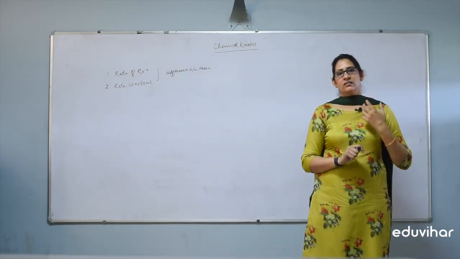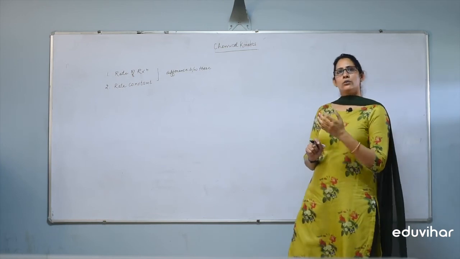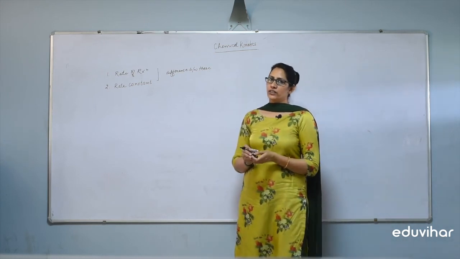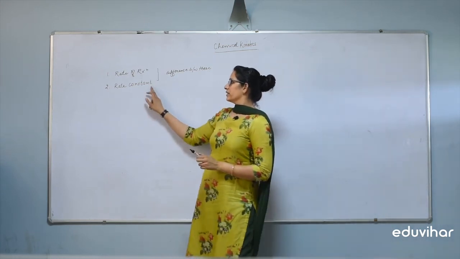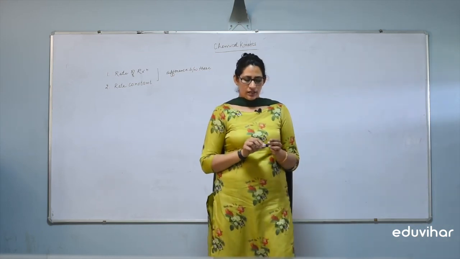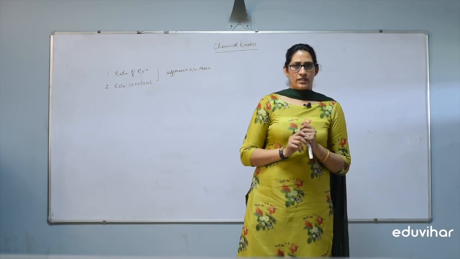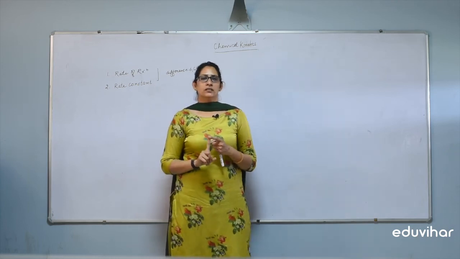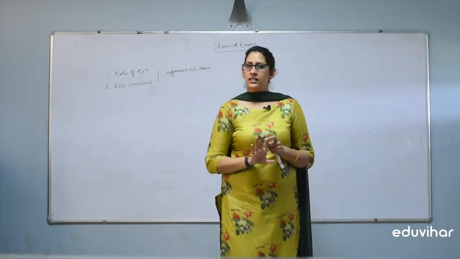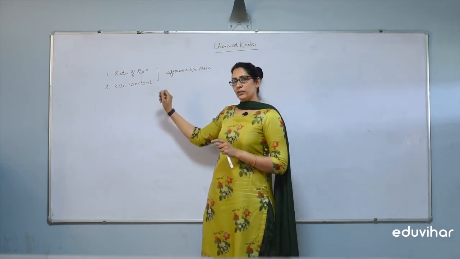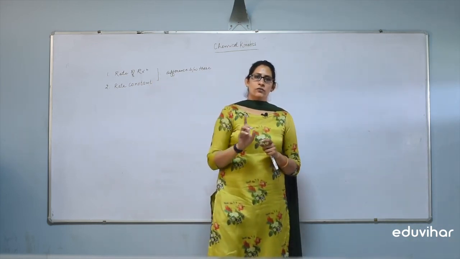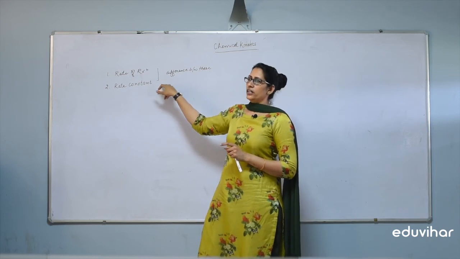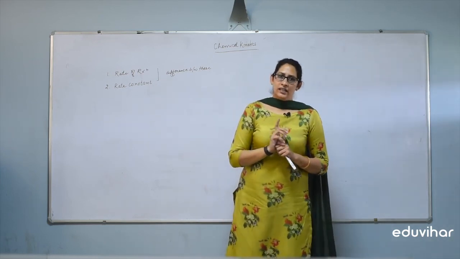Rate of reaction is defined as the change in concentration, or you can say decrease in concentration of reactant with respect to time, or increase in concentration of product with respect to time. But rate constant is a proportionality constant according to the law of mass action. The rate of reaction always depends upon the concentration of reactant. This is the second point of difference. Does rate constant depend upon the concentration? No. Rate constant never depends upon the concentration of reactant.